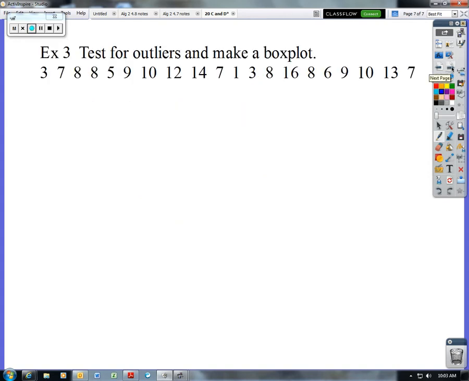So here's an example to practice all this stuff. This will be our last example. Okay, we have all these data. We have to test for outliers and make a box plot. Because I'm going to be making a box plot, I'm going to have to order these values.